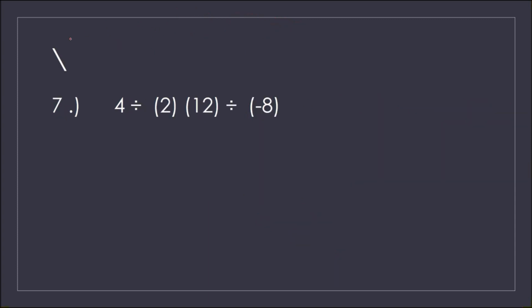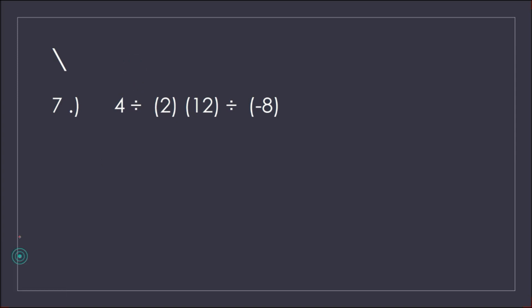Okay, let's go to number 7. Again, there's a lot going on. Actually, we can add more details to this. We could make this 4 squared. So 4 squared divided by... There's a lot of things that you could do. So I'll just erase this for now and I'll give another example later.